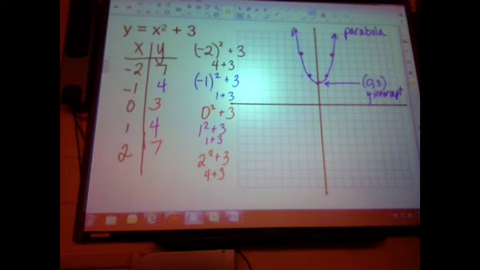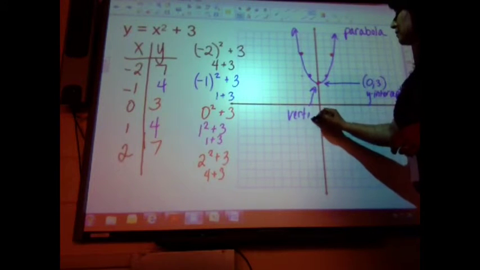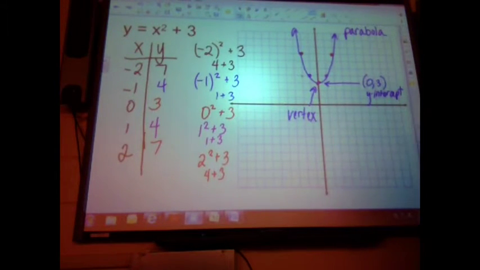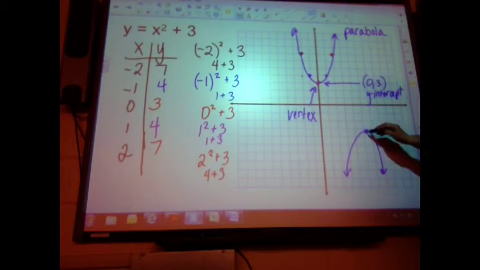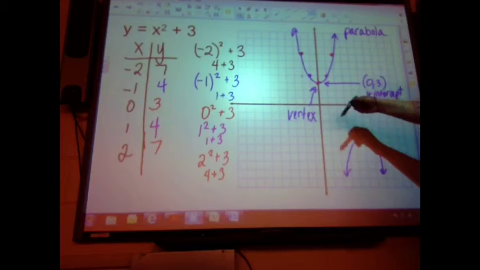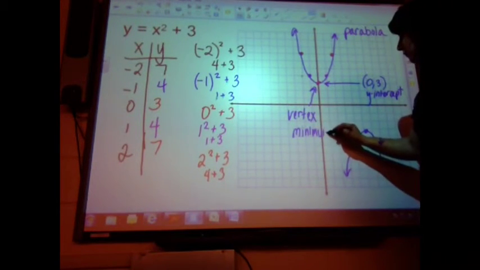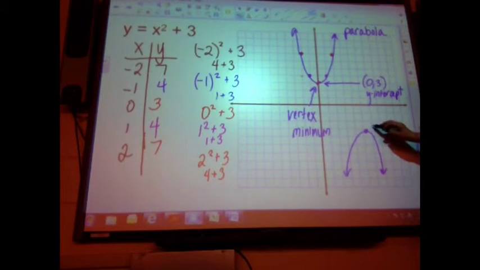In this case, 0, 3 is also called our vertex. So this is our vertex. Vertex is either the bottom of your U shape or the top of your U shape. So if it were turned upside down like this, our vertex would be up here at the top. So this one, the vertex is at the bottom. When the vertex is at the bottom, it's the minimum point on the graph. When the vertex is at the top, this is the maximum point on our parabola, or the maximum point on our graph.